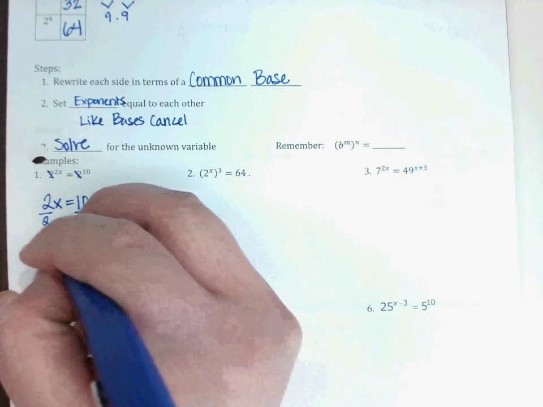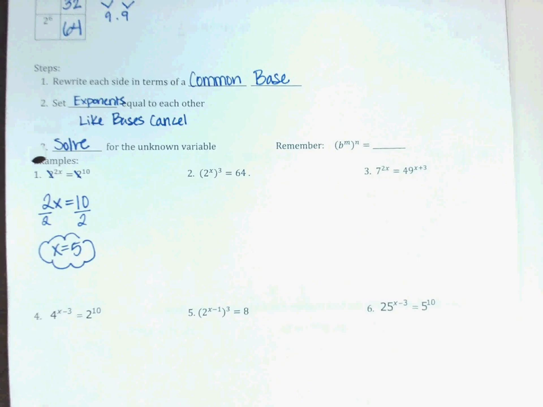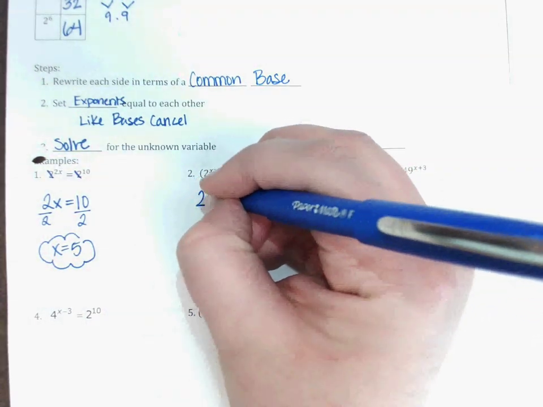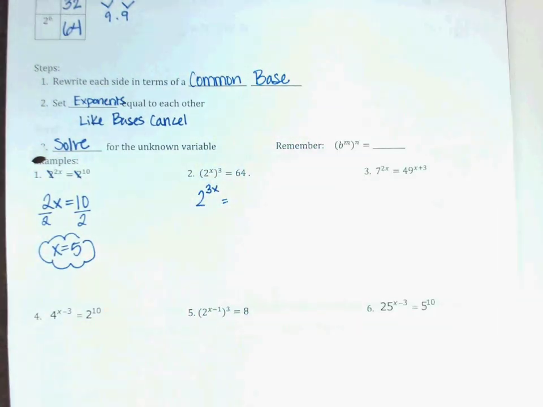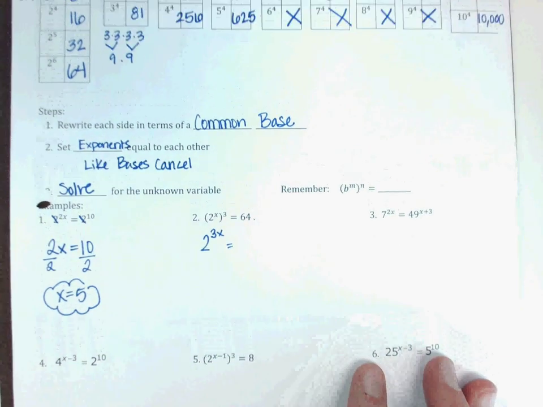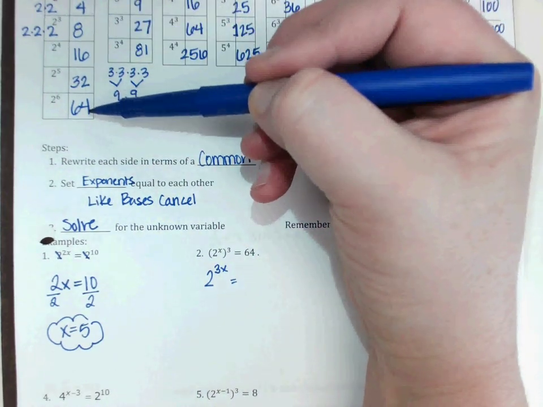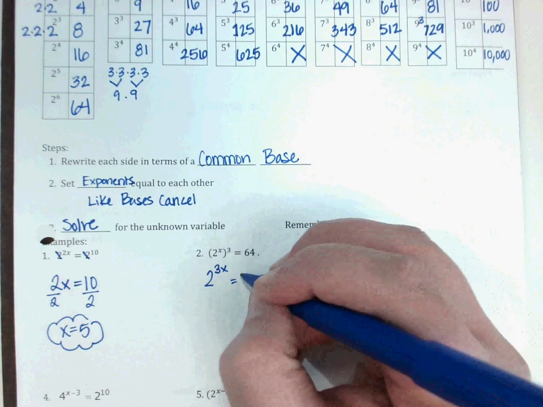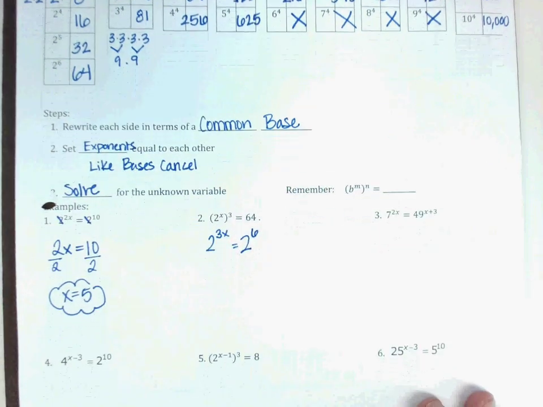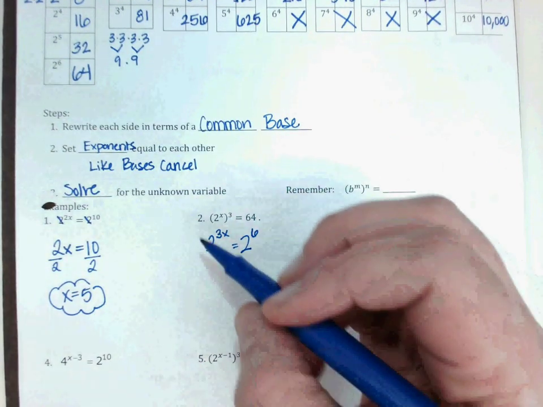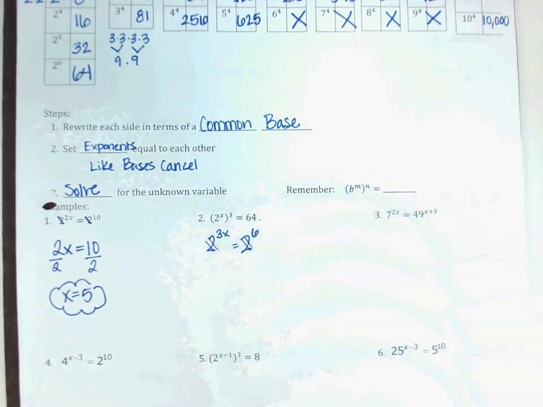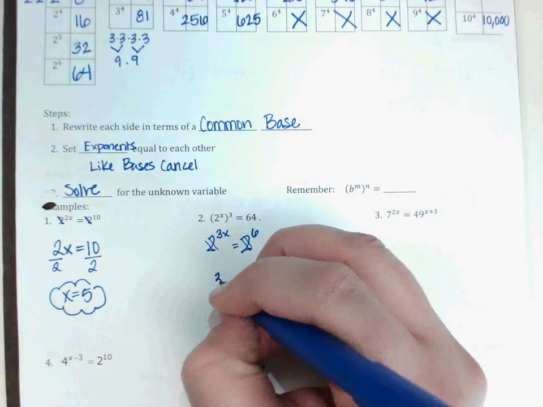5. Easy, right? Okay, let's go to number 2. So notice I have 2 to the x times 3. Well, that's the same as 2 to the 3x. But then 64 needs to find a common base with 2. So I'm going to look in my chart here. 64 is right here. How can I write that as a power of 2? 2 to the 6. And then once I write them both as a base 2, I can cancel it out. So cross out your 2 here, cross out your 2 here, and I have 3x equals 6.